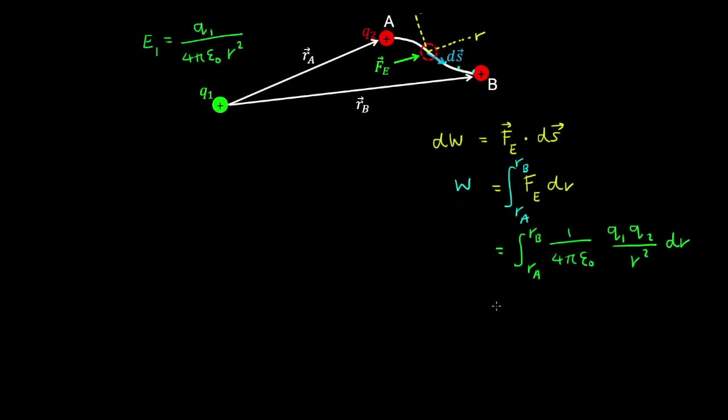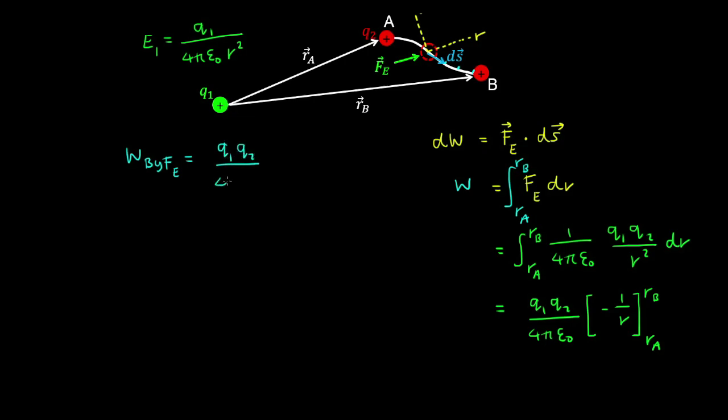If we take the constants outside this integral and then evaluate it, we get minus 1 on r evaluated from Ra to Rb. Note that this is the work done by the electric force. So what we get is Q1 Q2 over 4 pi epsilon naught times minus 1 on Rb minus 1 on Ra.